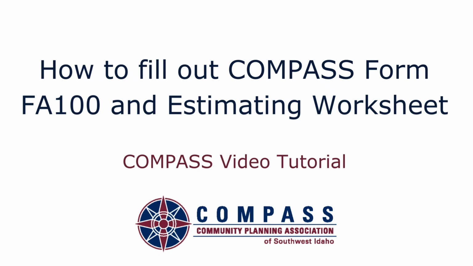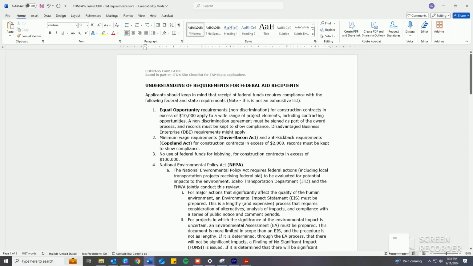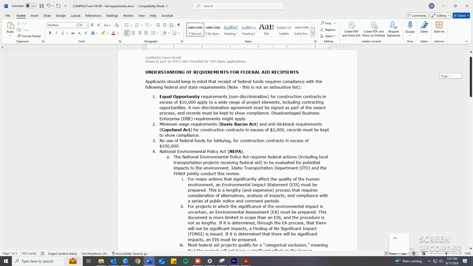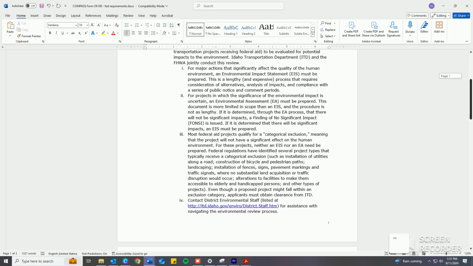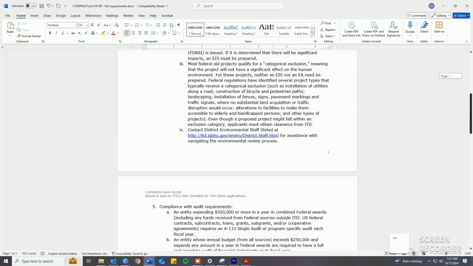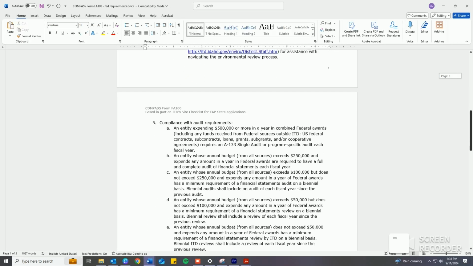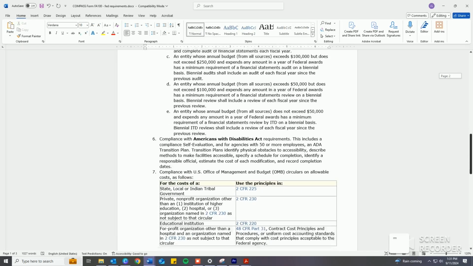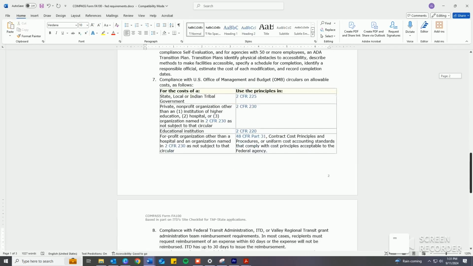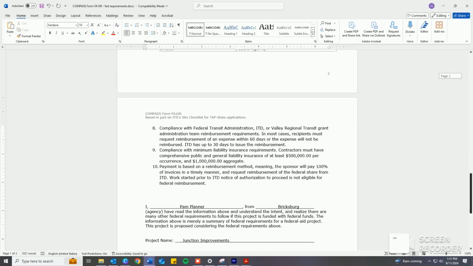COMPASS Form FA100 and Estimating Worksheet. The COMPASS Form FA100, Understanding the Requirements for Federal Aid Recipients. This form lists the federal acts and laws that you and your agency must follow if you receive federal funding. This is not an all-inclusive list, but it covers the majority of the requirements that you must abide by.